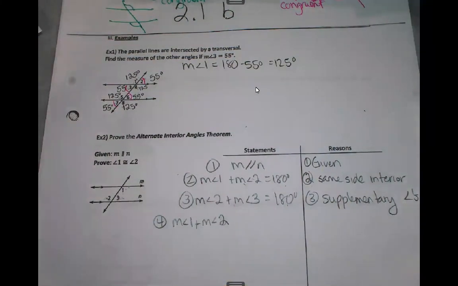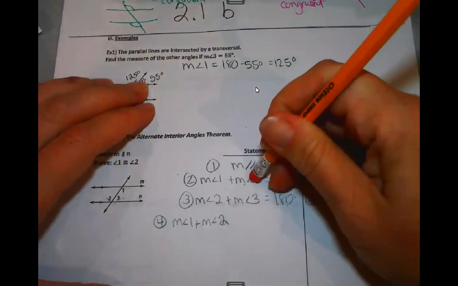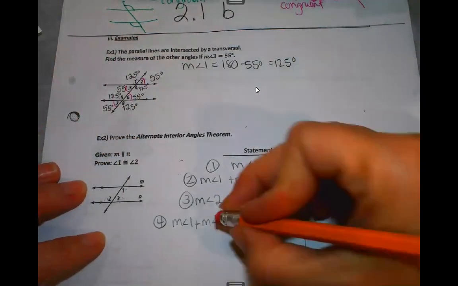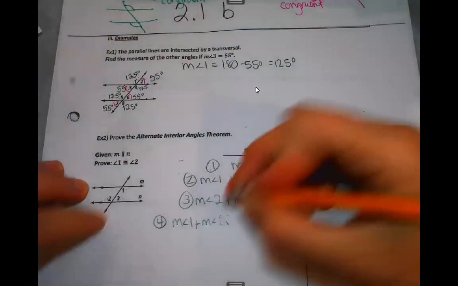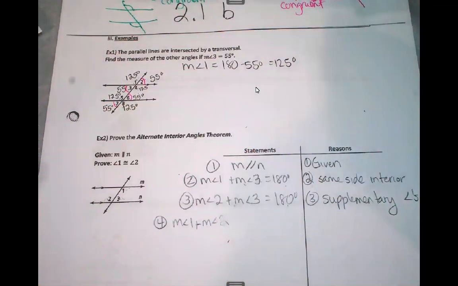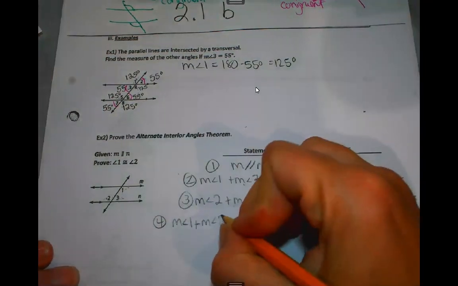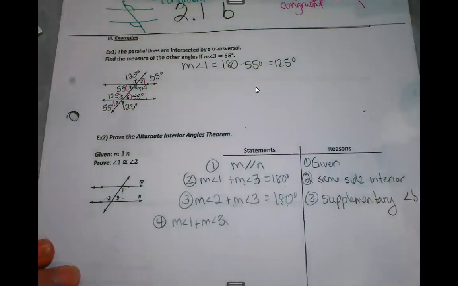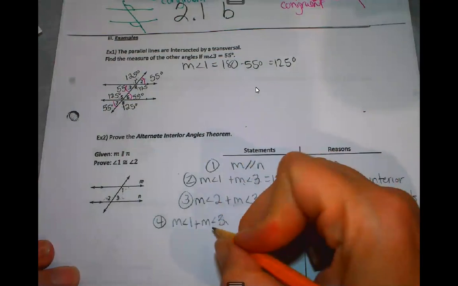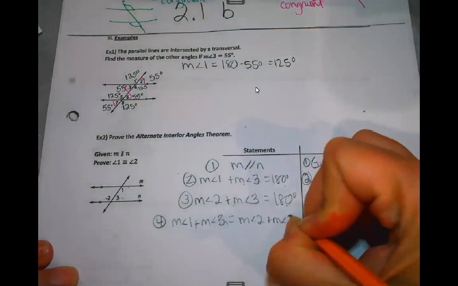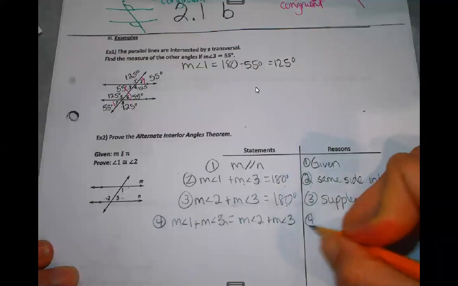Measure of angle 1 plus the measure of angle 3. Oh, you guys, I messed up right here. I'm so sorry. Oh, that's a bad thing about recording. I'm just going off on my own, and then when I make a mistake, I'm just like, keep going. Jeez. I was right the first time. Measure of angle 1 plus measure of angle 3 equals measure of angle 2 plus the measure of angle 3. That's transitive. Sorry about that.